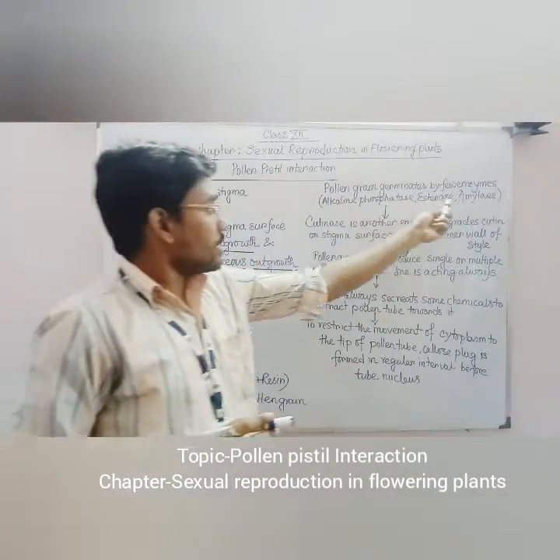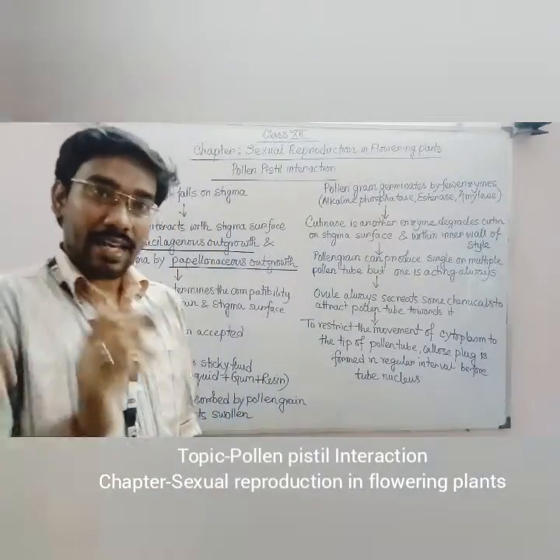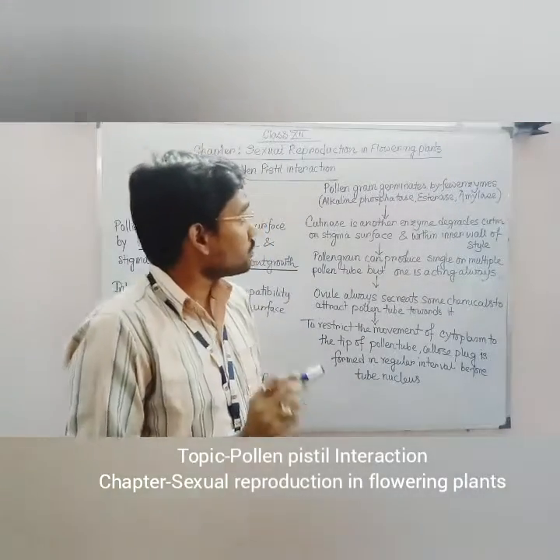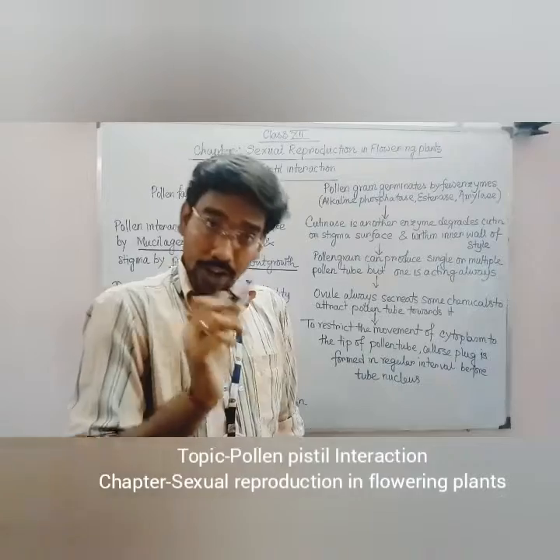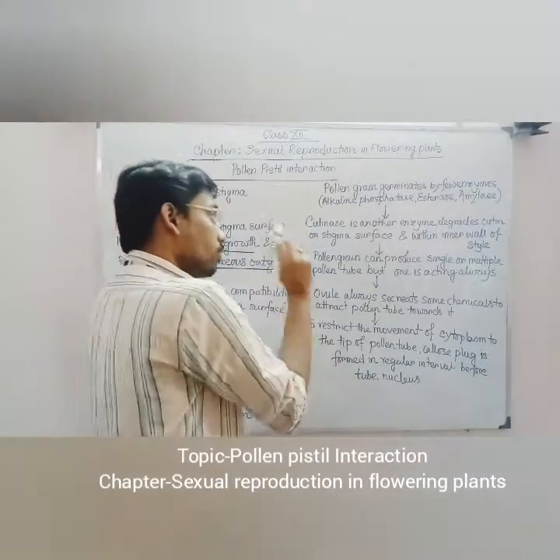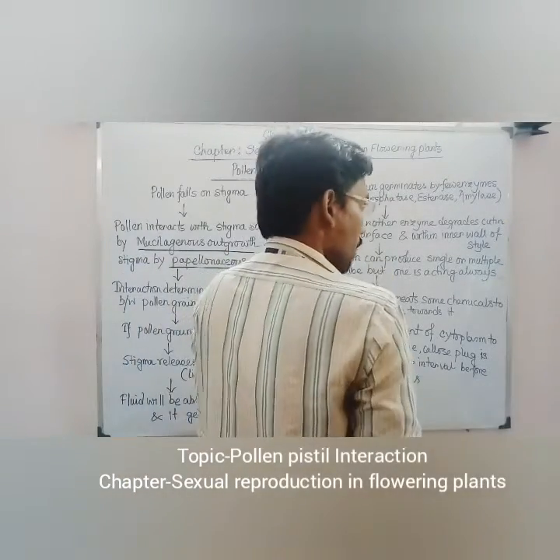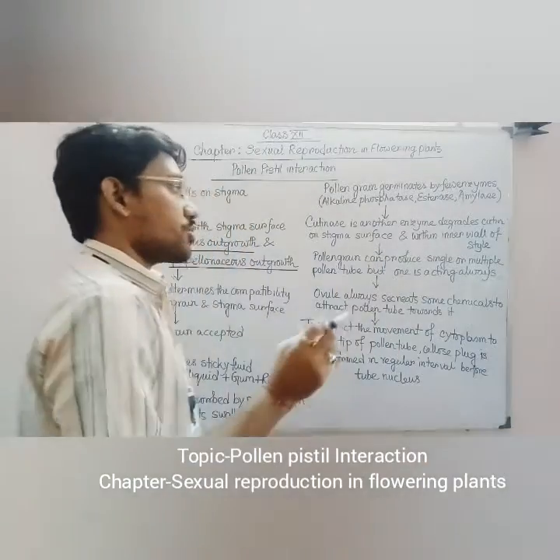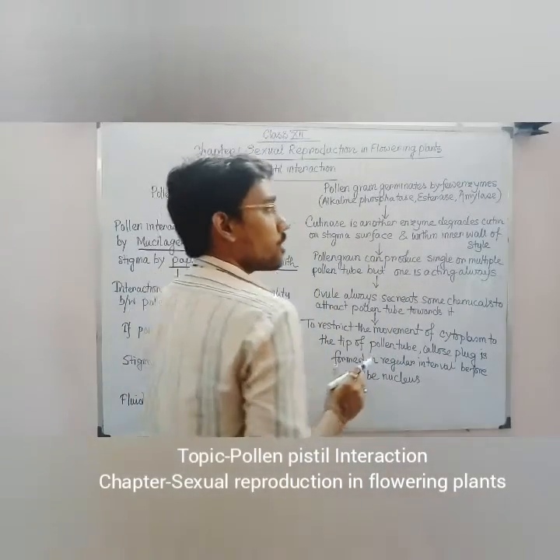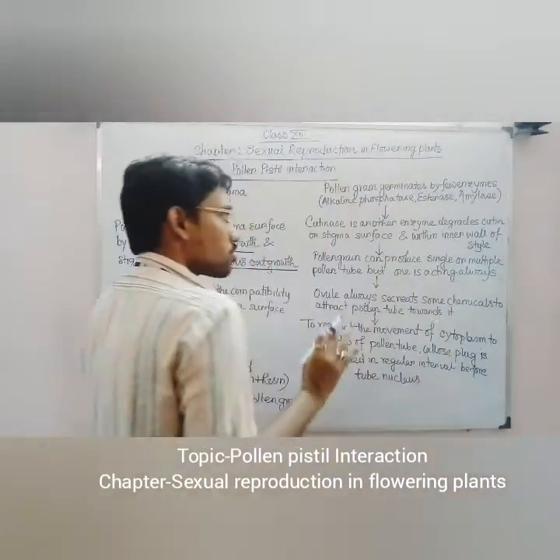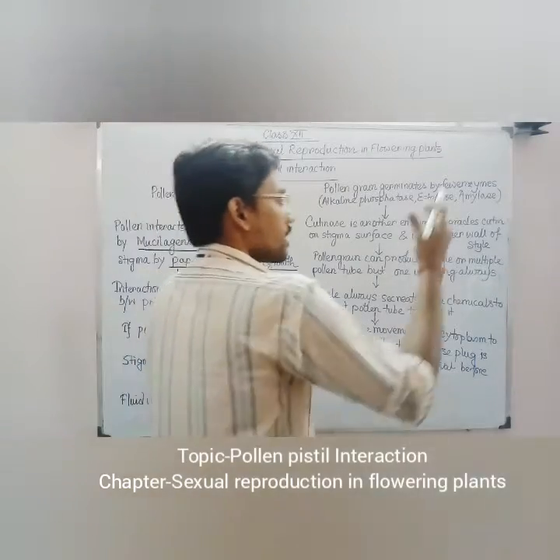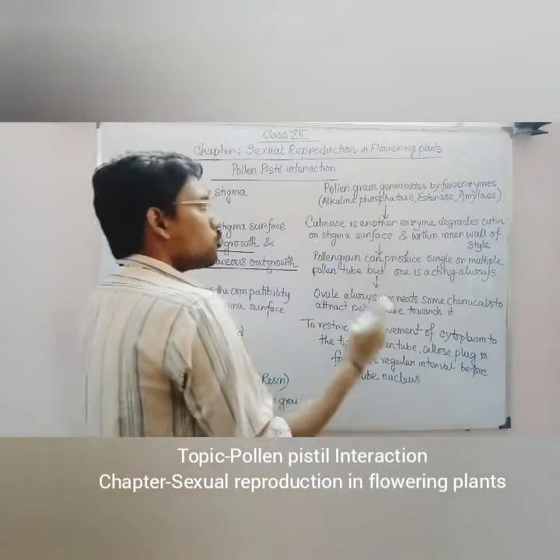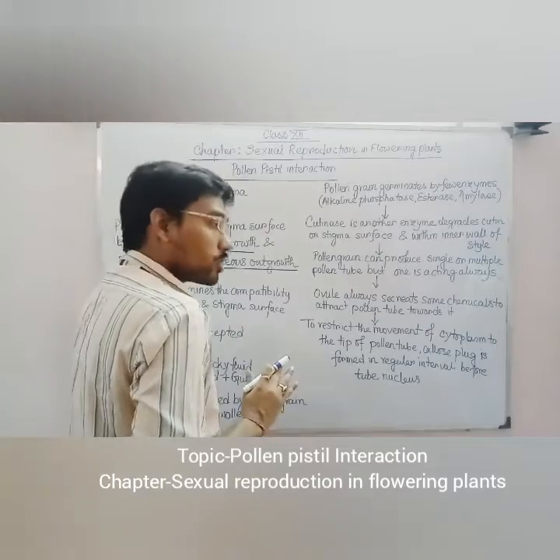Here, with this specific enzyme, the cutinase enzyme is also released from the pollen grain, which can degrade the cutin surface present on the stigma, as well as the cutin surface present on the inner wall of the style. That degradation is also required. Otherwise, the pollen tube can't proceed forward through the style.